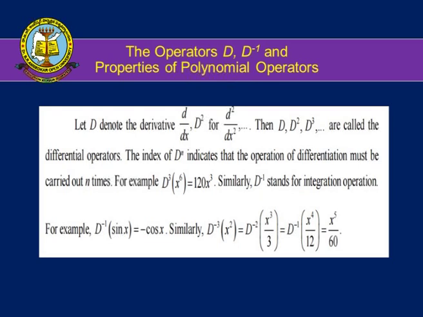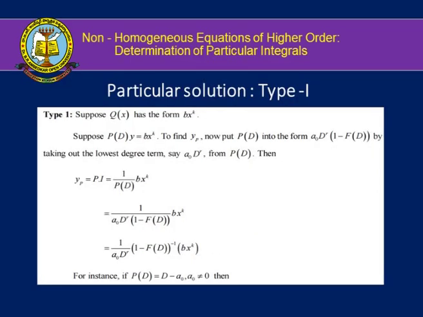4 into 3 is 12. So D^(-1) of x^4/12, one power is reduced because I am doing the integration. Next, D^(-1): if I apply 1/D, the integration is x^5/5, and 12 times 5 is 60, so x^5/60. So inverse operators we apply like this, and whenever we want differentiation, like D^3 of x^6, we go for the derivatives directly and we can get the answers.